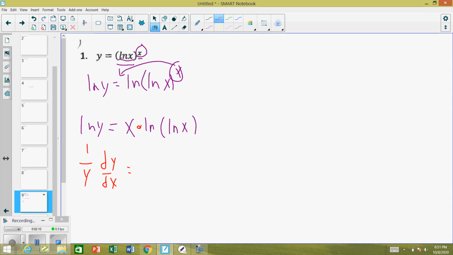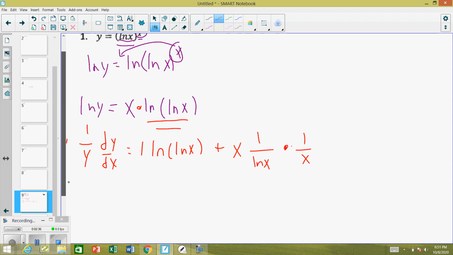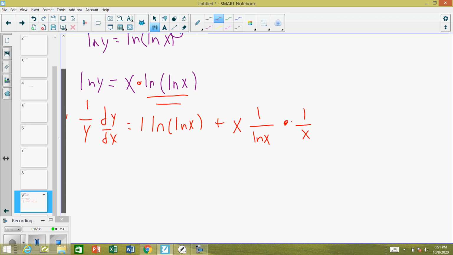So derivative of the first is 1, keep the second the same, plus keep the first one the same, and the derivative of ln of x. Well, that's chain rule. So first that's going to be 1 over the ln of x, and then multiplied by the derivative of the inside, which the derivative of ln of x is 1 over x. So again, to take the derivative of that was chain rule. And we can simplify that right side, but you'll notice the steps are always the same after this point.